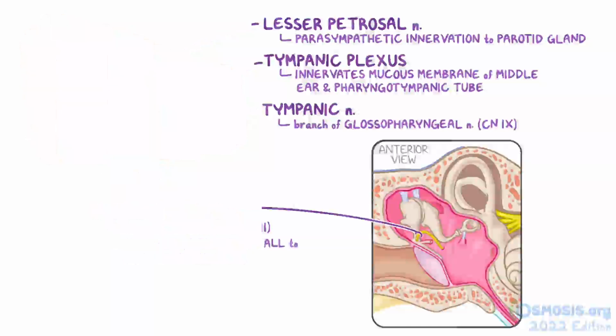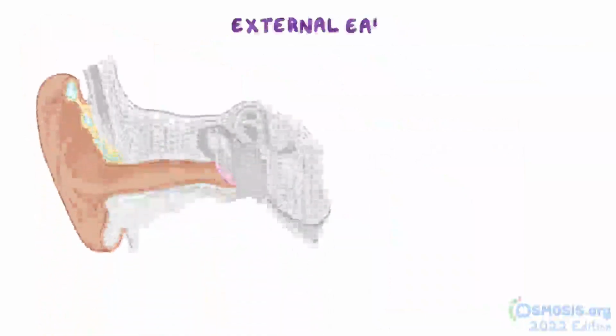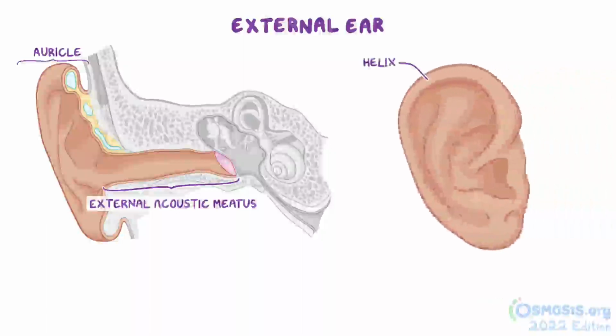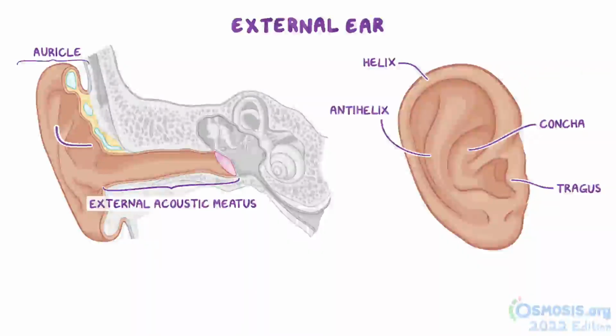Alright, as a quick recap, the external ear is made of the auricle and the external acoustic meatus. The auricle is made up by the helix, the antihelix, the concha, and the tragus. The external acoustic meatus is an S-shaped canal that extends from the concha through the temporal bone to the tympanic membrane, which separates the external ear from the middle ear.